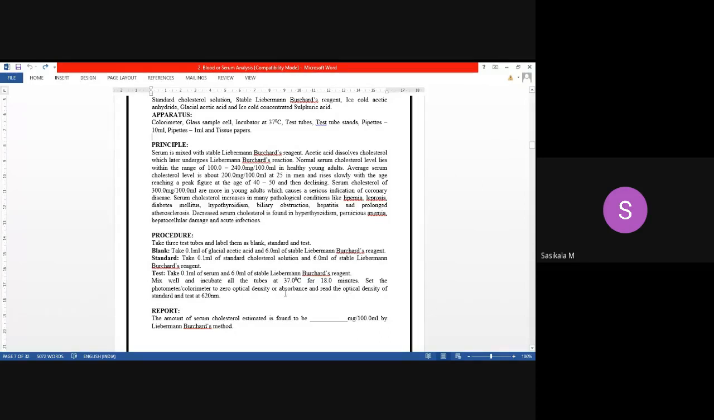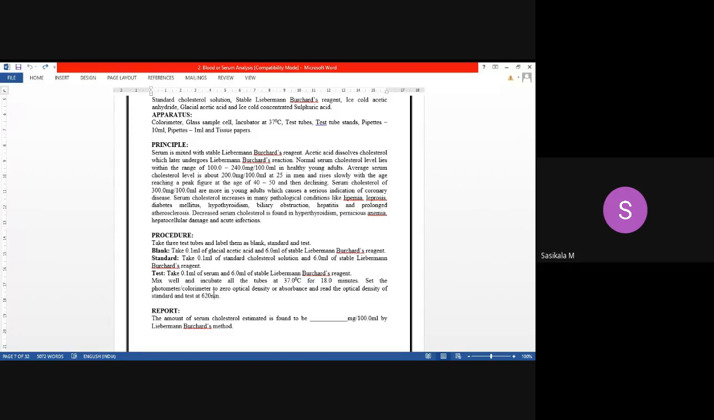Then optical density will be read for the standard and test at 620 nanometers. 620 is in the colorimetric region. The colorimetric region of electromagnetic radiation will vary from 400 to 800 nanometers. So this is wavelength. 620 nanometer represents wavelength. Wave represents radiation. What radiation? Visible radiation from the electromagnetic spectrum.